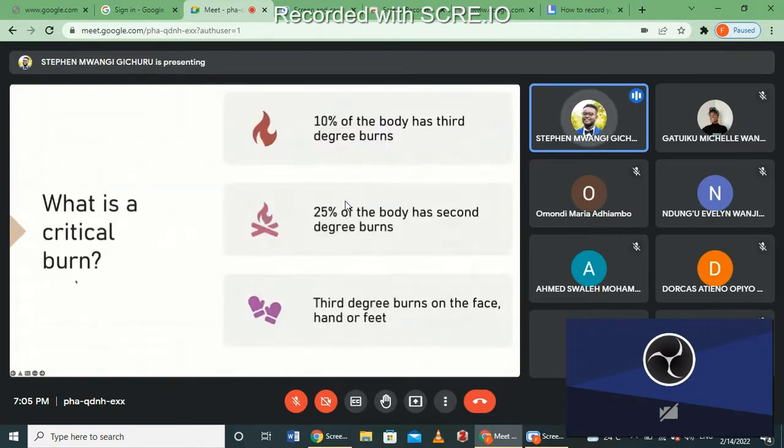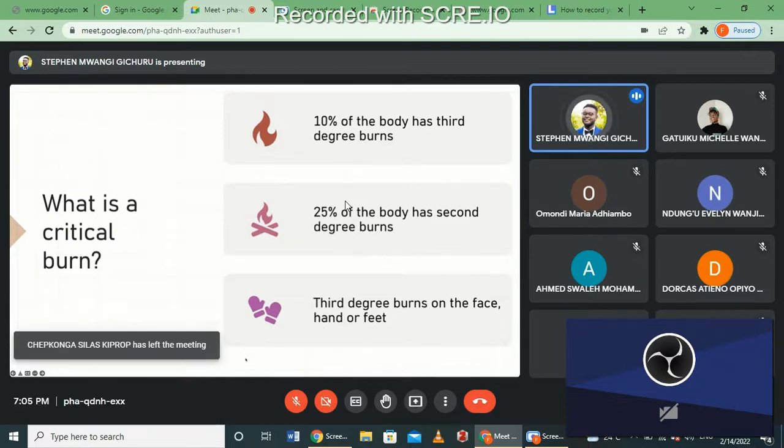So what are critical burns? Critical burns are burns that if you do not act on immediately, there's a high chance that your patient will die. So if you have more than 10% third degree burns, which we said were full thickness burns, you have to try and sort out the patient. Even if you're just putting a line and giving fluids, you have to. If it's a partial thickness or a deep partial thickness burn of 25% and over, there's a higher chance of mortality. And full thickness burns to the face, the hands, and the feet carry a high chance of death.